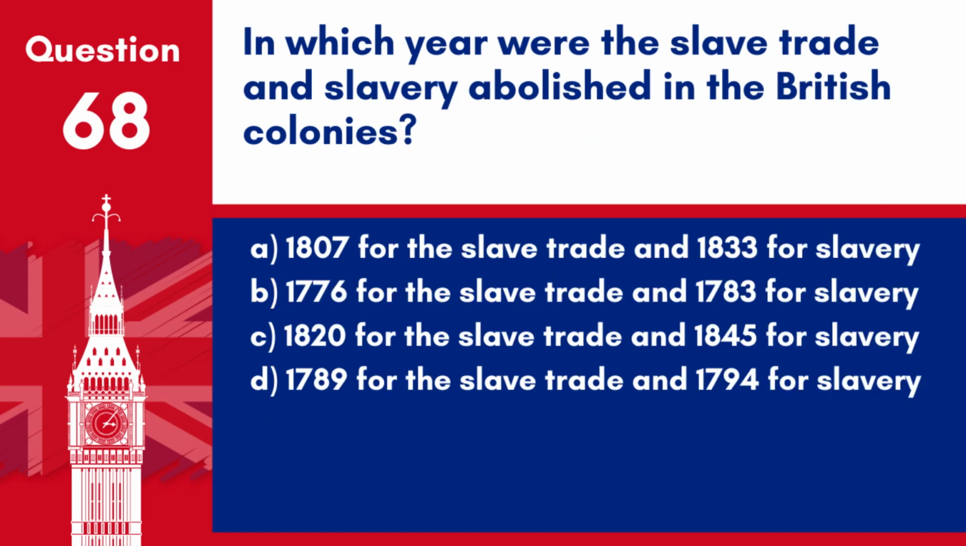Question 68. In which year were the slave trade and slavery abolished in the British colonies? A. 1807 for the slave trade and 1833 for slavery. B. 1776 for the slave trade and 1783 for slavery. C. 1820 for the slave trade and 1845 for slavery. D. 1789 for the slave trade and 1794 for slavery. Answer: A. 1807 for the slave trade and 1833 for slavery. The British Parliament abolished the slave trade in 1807 and slavery itself in the British colonies in 1833.